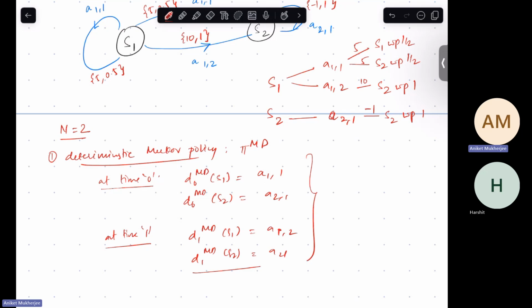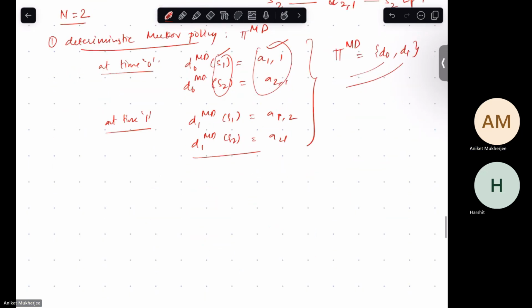So why is it deterministic? Because you give a state, you get an action, and for time zero, for all the states, you have an action. So this is basically the function that you want to map to. And at time 1, you have an action. So your pi MD that you have chosen is basically d0 comma d1, and this d0 and d1 I have defined here.